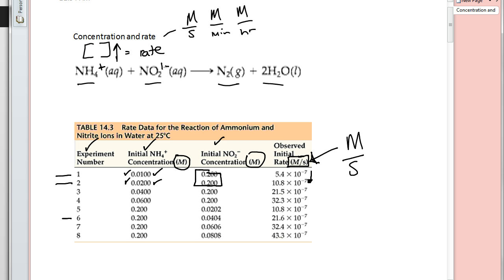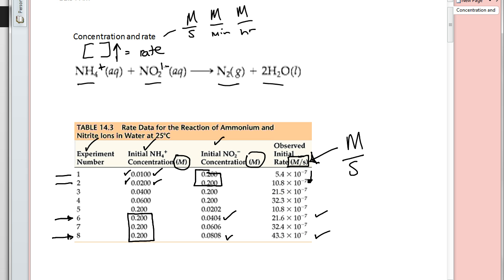Now, we're going to go down here and look at experiment number 6 and experiment number 8. The reason I chose those is right here. Now the ammonium concentration is being held constant. And look what's happening in experiment number 6. The concentration of nitrite is 0.0404, and then it goes up to 0.0808. And let's check out what happens to the rate. So all we're doing now is looking at how the concentration of the nitrite affects rate. Rate here is 21.6 times 10 to the negative 7th. It doubles to 43.3 times 10 to the negative 7th molarity per second.